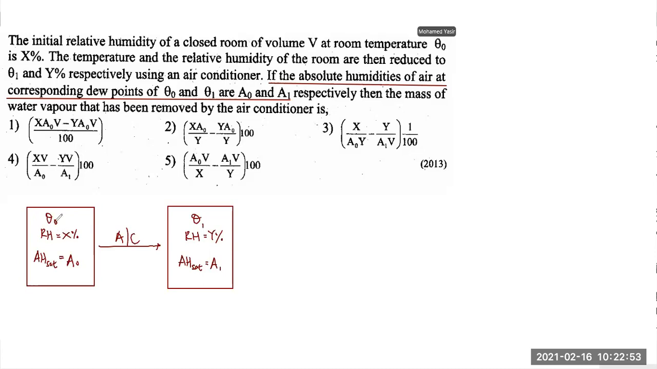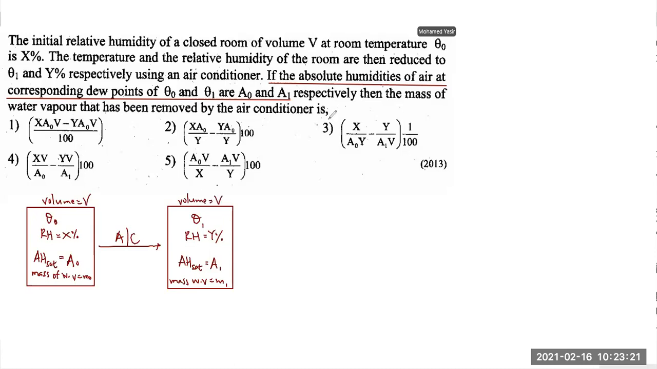This is theta naught, isn't it? Let's say the initial mass of water vapor, I'll take it as m naught. And here, the mass of water vapor, we'll take it as m1. The volume is given, no? Volume is V, same room. So volume is going to be.